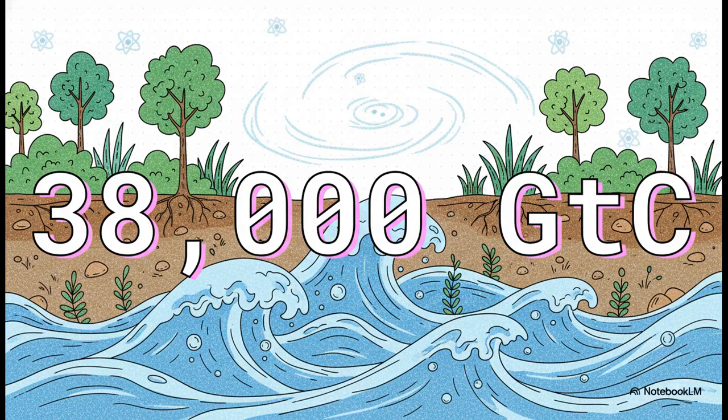The oceans are the second biggest player and a much more active bank, holding a truly massive 38,000 gigatons. And of course, there are other important accounts too. You've got the world's soils holding about 2,500 gigatons. And get this, all the plant life on Earth, every single tree, every flower, every blade of grass, holds about 550 gigatons all put together.